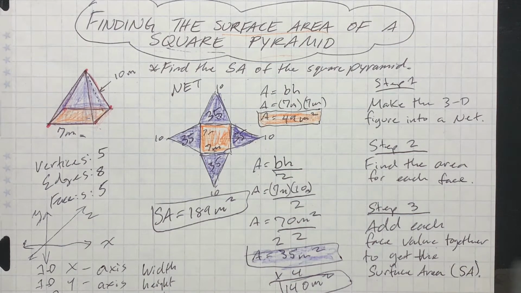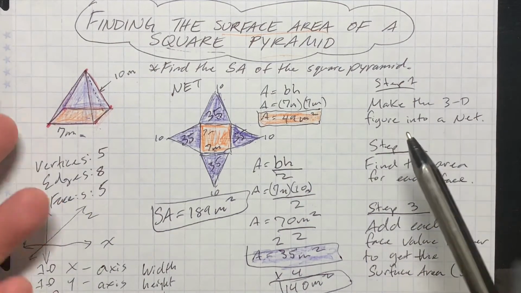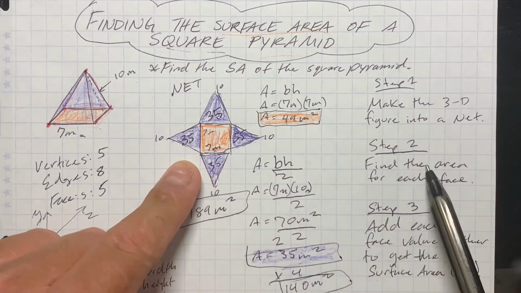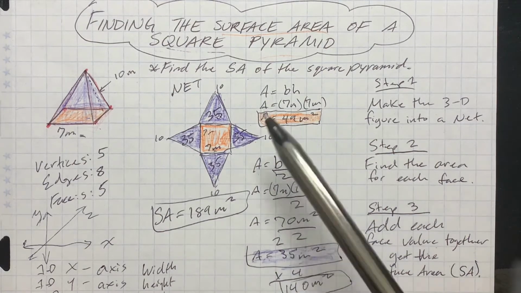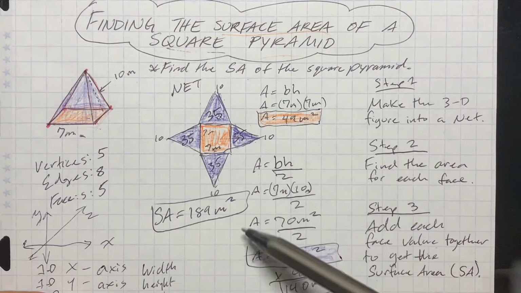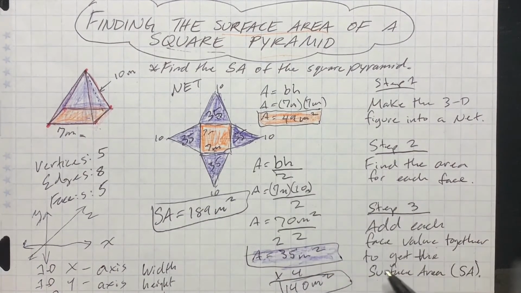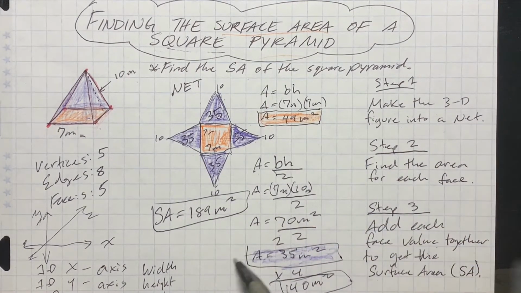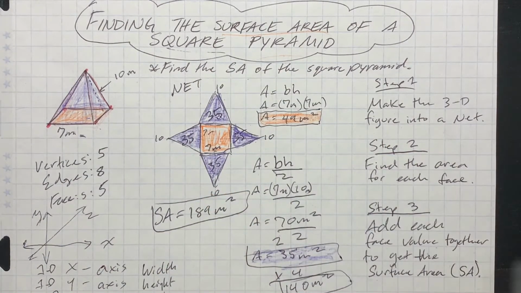Again, let's recap. Step 1, we take this three-dimensional figure, unfold it, and flatten it out into a net. Once we see that, we find the area for each face. All the faces, find the area for each one. Use the area formula for a square, and use the triangle area formula for the triangles. And then we add all the face values together to get the total surface area of that three-dimensional square pyramid. All right, there we go.